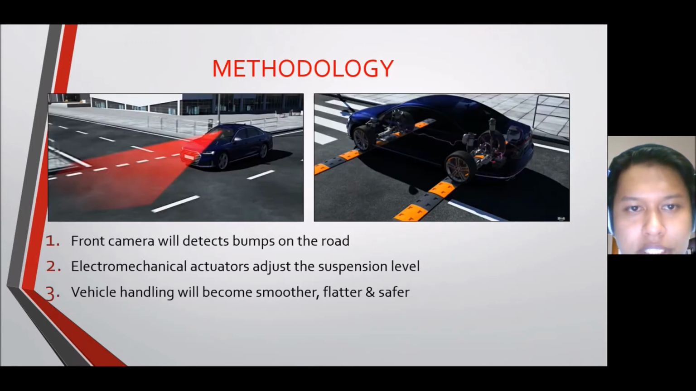As the front camera detects bumps on the road, P.A.S will change the length of each strut to compensate for the forces acting on the car. Electromechanical actuators adjust the suspension, which lifts up or forces down each of the wheels individually to manage the body's ride height in every situation. With every movement, P.A.S quickly takes action at each wheel to help keep the whole car level, so handling will become smoother, flatter, and safer.